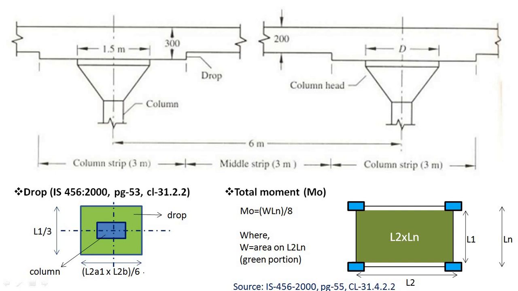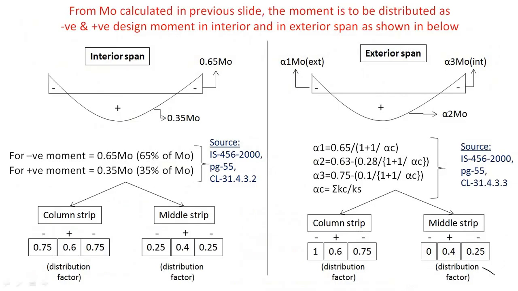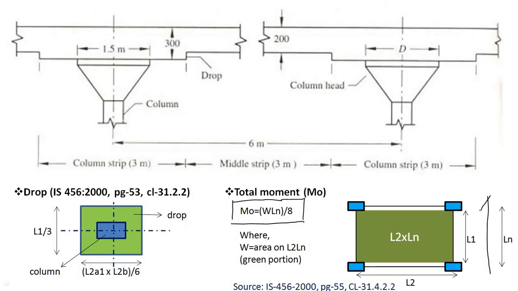The IS code provides the formula for the total moment, which is denoted by M0 is equal to W Ln by 8. Now let us see what the value of W is. If this is the bending direction, then what we have to do is take L2 into Ln.